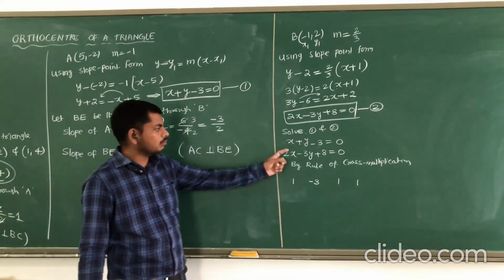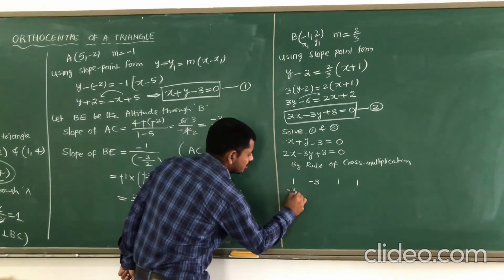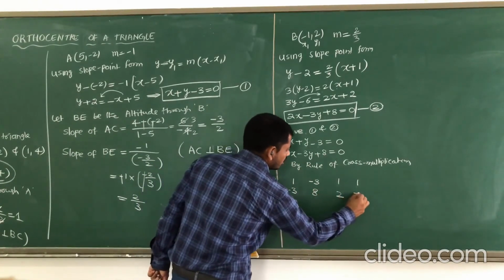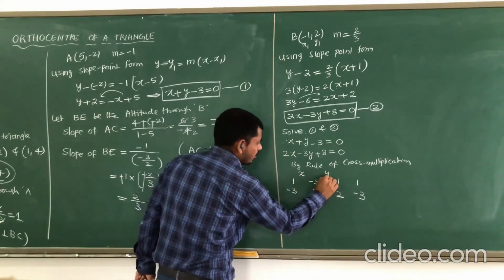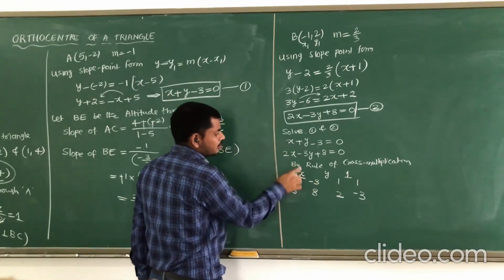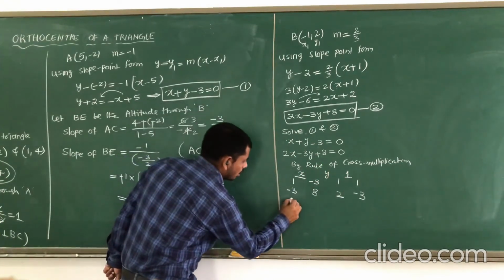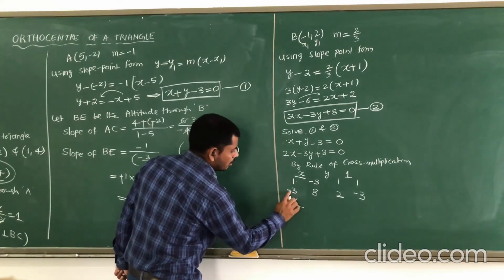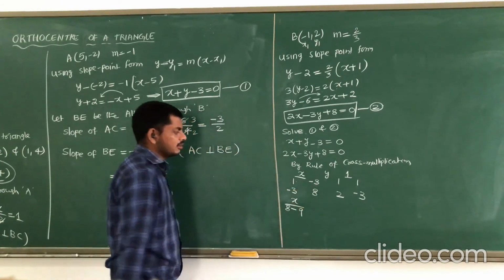Next write the same coefficients from the second equation. Here second equation y coefficient is minus 3. Constant is 8, x coefficient is 2, again y coefficient is minus 3. Here, write x value, y value and 1. Here first variable x, write the second variable y and the constant term. Here x is the determinant of these four elements: 1 into 8 is 8, minus 3 into minus 3 is 9, that is AD minus BC.